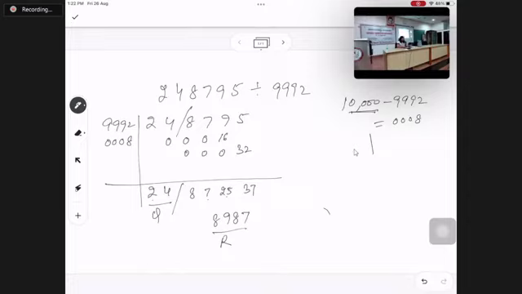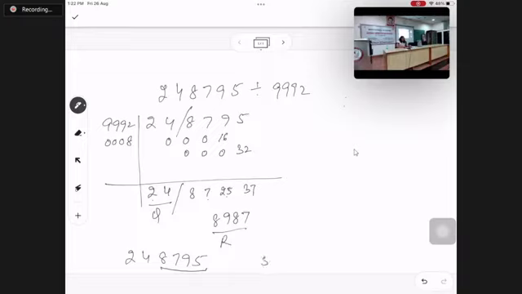Now let us find the Vinculum of the dividend and then proceed and check whether the answer is same or not. This is 248795. So these are the digits which are more than 5. Let us take the Vinculum.